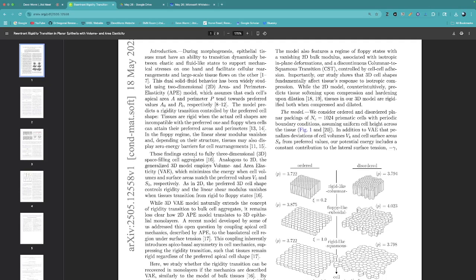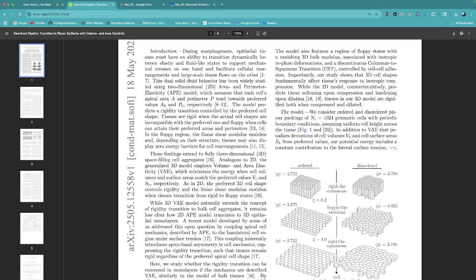These findings extend to fully three-dimensional space-filling cell aggregates. Analogous to 2D, the generalized 3D model employs volume and area elasticity, or VAE, which minimizes the energy when cell volumes and surface areas match the preferred values V0 and S0. So this is similar to APE, which is area and perimeter elasticity, but VAE is volume and area elasticity.